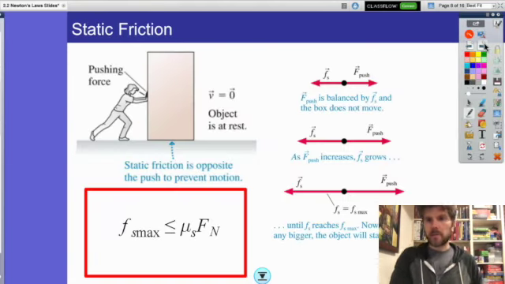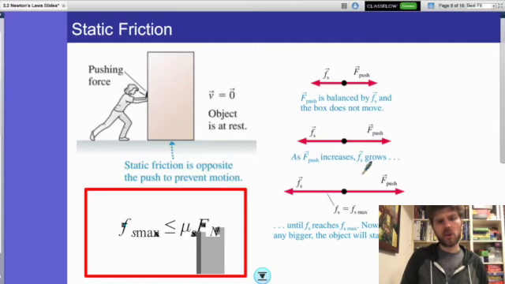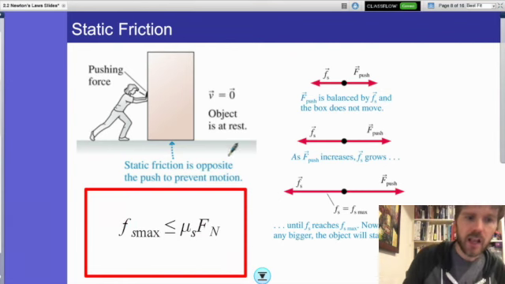Let's talk a little bit about friction now. There's two types of friction, like I said, static friction and kinetic friction. So static friction is something that only acts when the object is at rest relative to the surface that it's on.